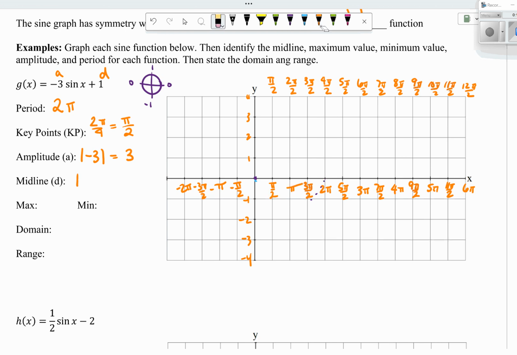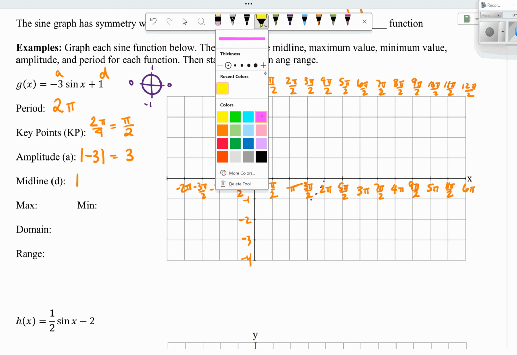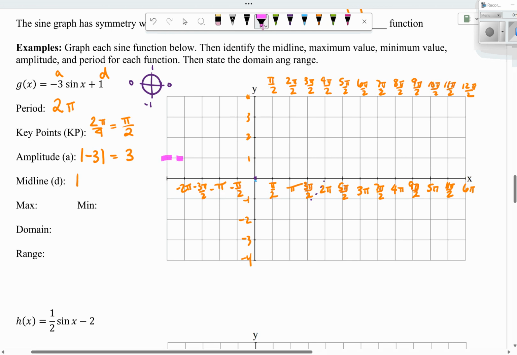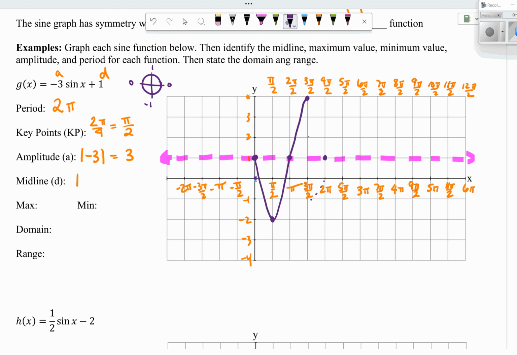So when I graph these, what I like to do is I'm going to draw in the midline first, which is at 1. And then once you have the midline in, we can go ahead and say, okay, well, sine always starts at 0. We're moving it up 1, so now it starts here. And then our amplitude means we're going to go up and down from the midline 3, but instead of going up first like we normally do because it's negative 3, we're going to go down 3. Back to the midline, up 3, back to the midline. So that gives me my first wavelength with my transformations.